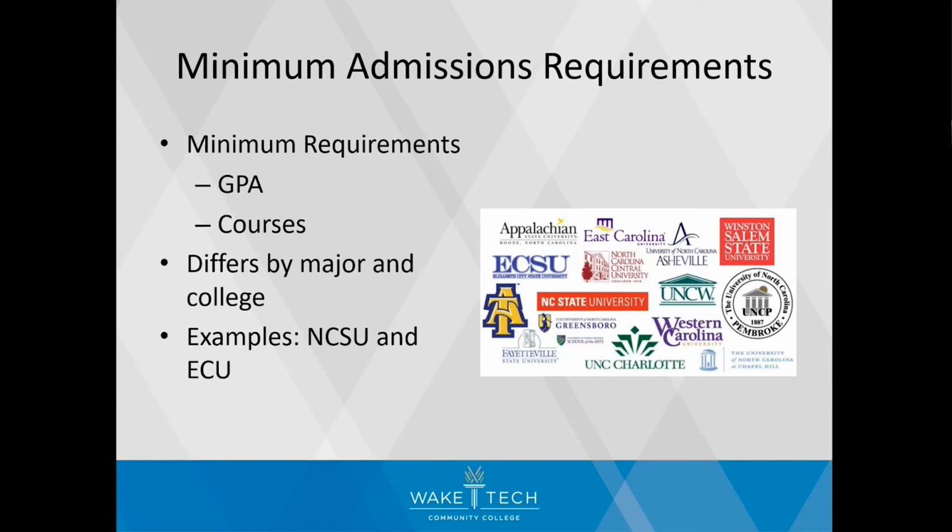So for minimum admissions requirements, minimum requirements is going to include a GPA. Every school is going to have a standard GPA or a range, as well as courses required. Depending on the different majors, the courses are going to change. So, for example, if you're a biology major, it would make more sense for you to have some of the biology and chemistry courses as opposed to if you were a psychology major, then you may have some psychology, sociology courses. So knowing the difference and what the school requires is very important.